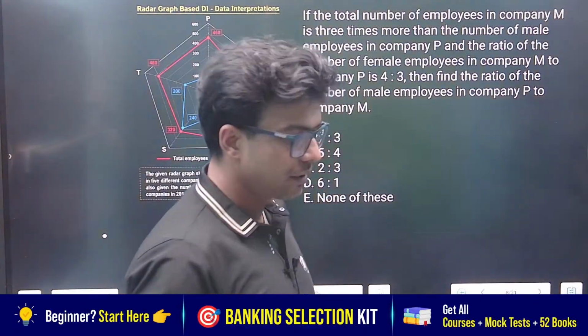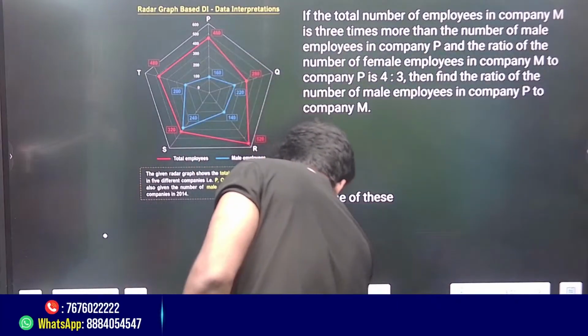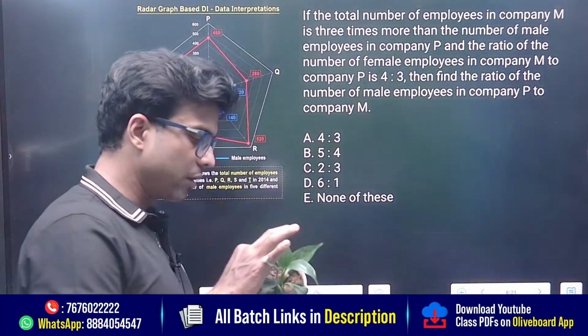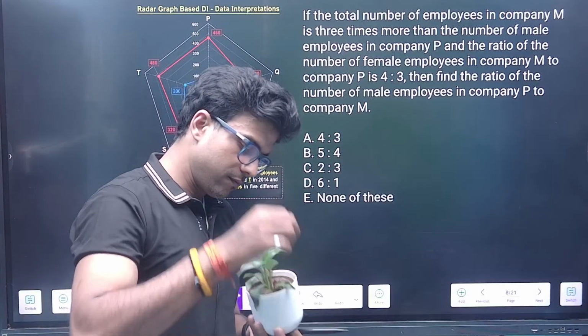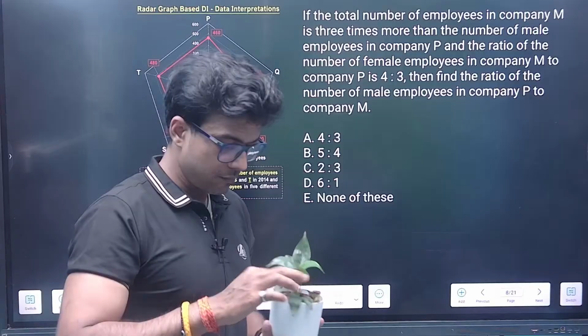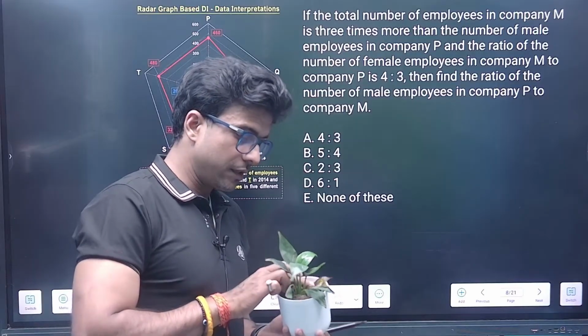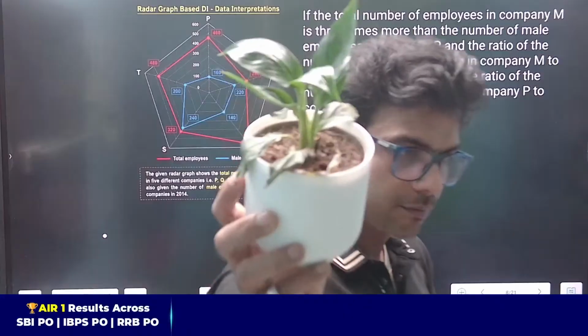It's a plant, not a tree. Sorry, it's a plant. Yeah, it's a plant. I need to water this plant because it's needed here. Yeah, I need to water this.